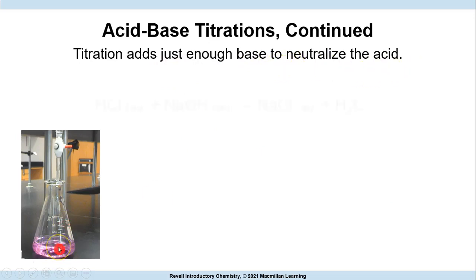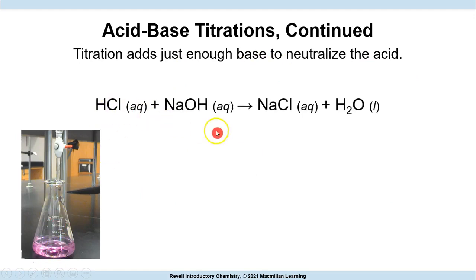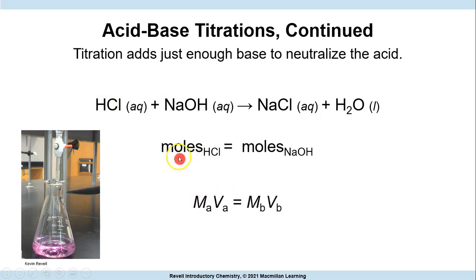end point. So this is the reaction that takes place. If we are reacting hydrochloric acid with sodium hydroxide, that gives us sodium chloride and water. Now, the moles of hydrochloric acid here are equal to the moles of sodium chloride. So 1:1. We know from chapter 10 that moles is given by the molarity times the volume. So the moles of acid here is equal to molarity of acid times volume of acid, and the moles of base here is molarity of base times volume of base.